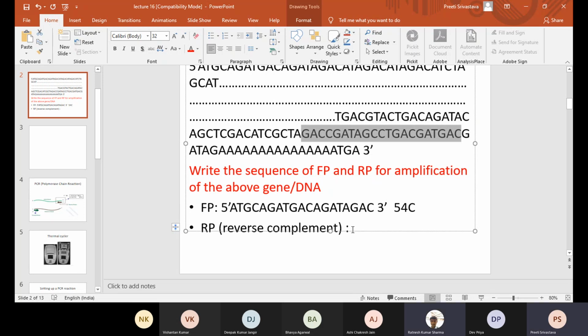Ma'am, 3 prime, G. No, hold on. Primers are always written from 5 prime to 3 prime, always, because the polymerase extends from 5 prime to 3 prime. You should never write a primer sequence from the 3 prime direction. Always write from 5 prime to 3 prime.